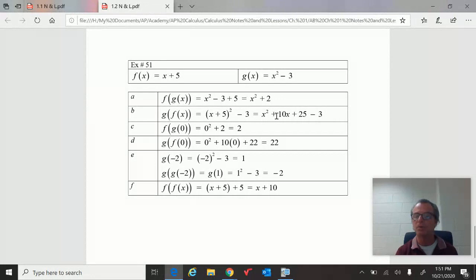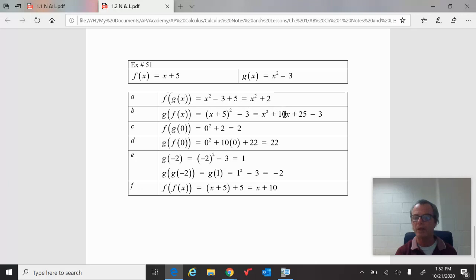So for C, they want f following g of 0. So I can go up to A and put 0 in here. We get a 2, which is telling you put 0 in for G, and you would get -3. Put -3 in for F. -3 plus 5 is 2. G following F of 0. We go to B. Put a 0 in there, cover up method, and you would just get 22.